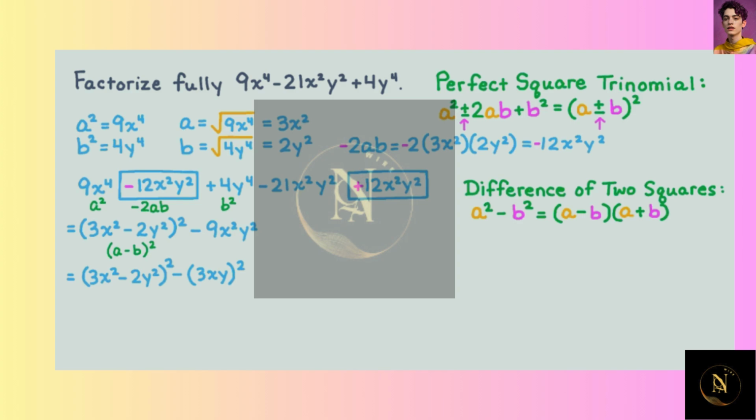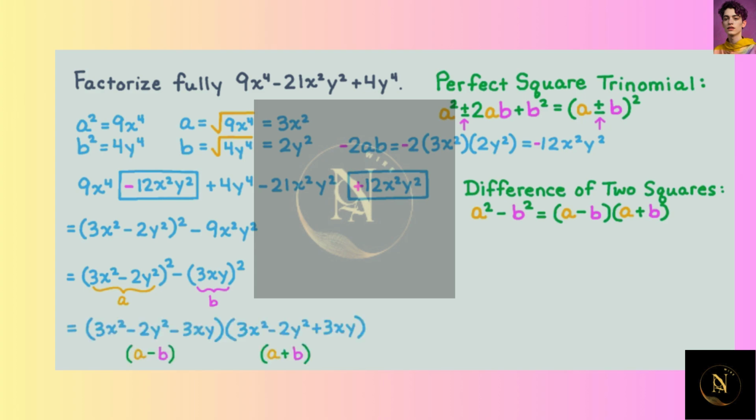This is a difference of squares, since the expression within the parentheses is being squared, and 9x squared y squared is a perfect square, specifically the square of 3xy, where a is in the first parentheses and b is in the second parentheses. Following the formula for factoring a difference of squares, we get 3x squared minus 2y squared minus 3xy times 3x squared minus 2y squared plus 3xy.